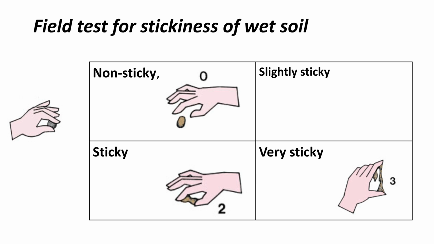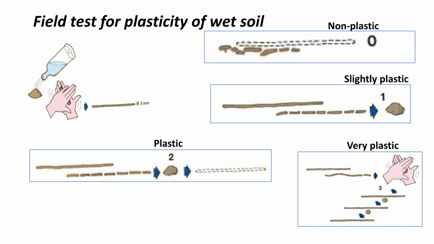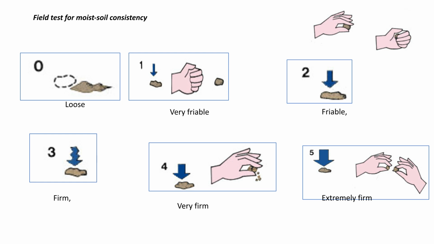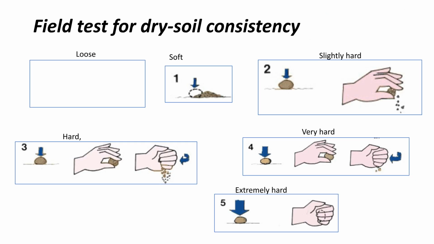The field test for stickiness of wet soil involves pressing and opening your fingers to rate the soil from non-sticky to very sticky. The field test for plasticity of wet soil involves rolling the soil into a long, round strip to determine if it is non-plastic, slightly plastic, plastic, or very plastic. Moist soil consistency is tested by crushing the soil between the thumb and forefinger to determine if it is loose, very friable, firm, very firm, or extremely firm. The field test for dry soil consistency is done by trying to break air-dried soil and rating it as loose, soft, slightly hard, very hard, or extremely hard.